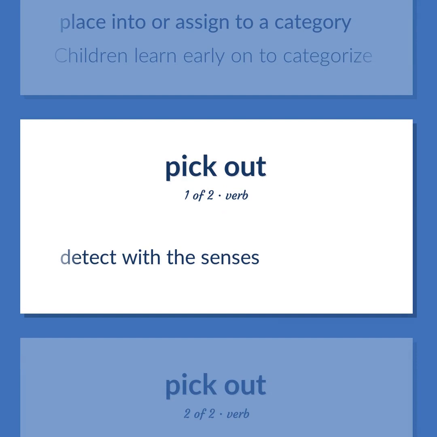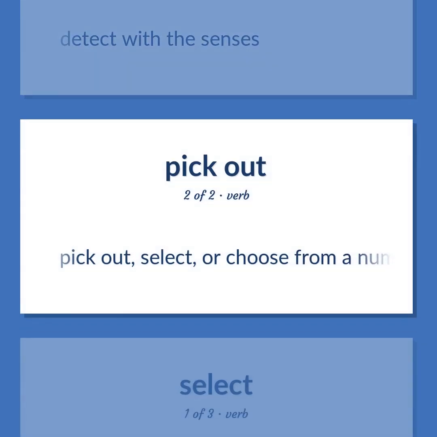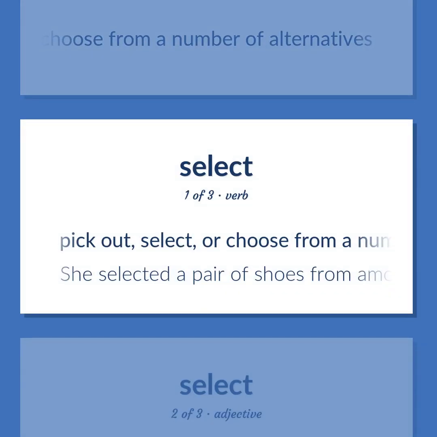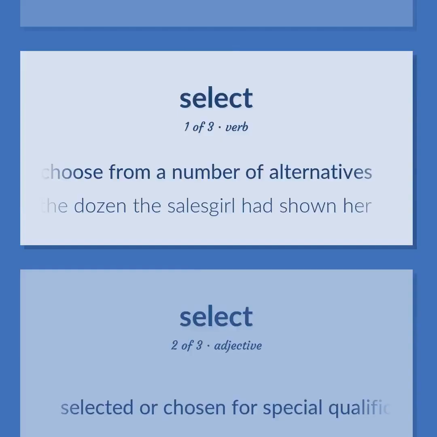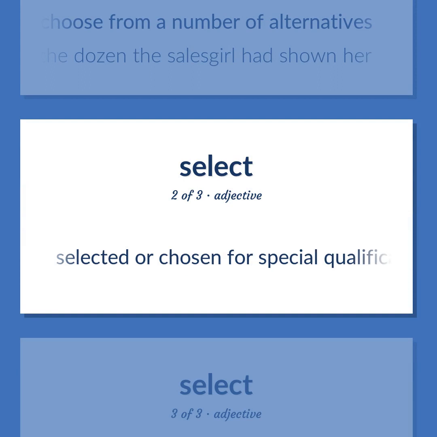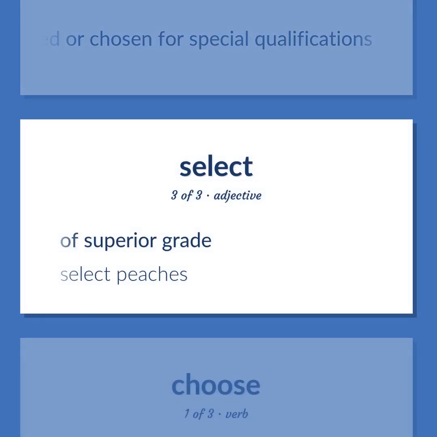Detect with the senses. Pick out, select, or choose from a number of alternatives. She selected a pair of shoes from among the dozen the salesgirl had shown her. Selected or chosen for special qualifications. Of superior grade. Select peaches.